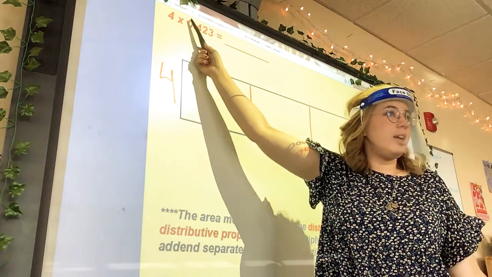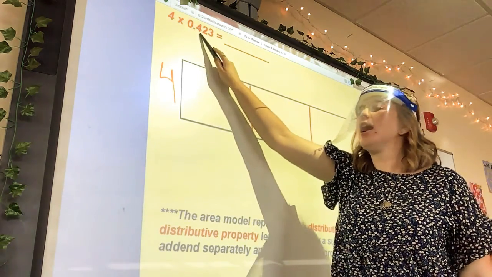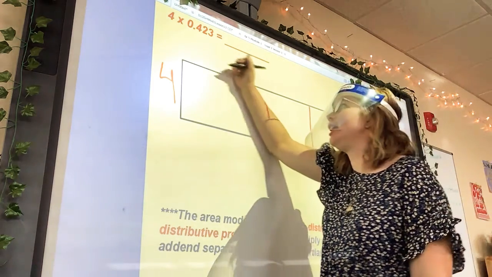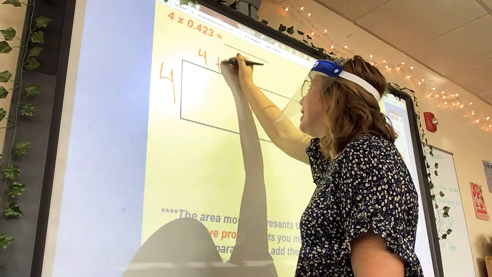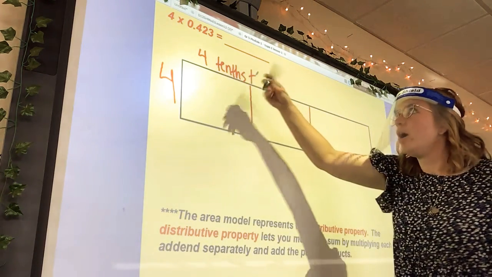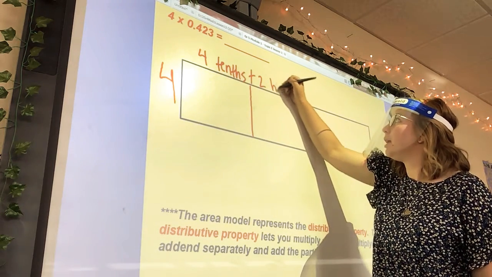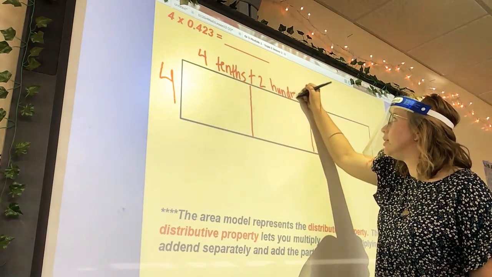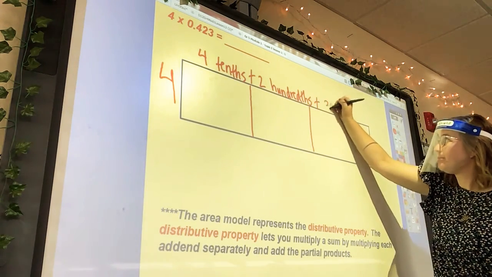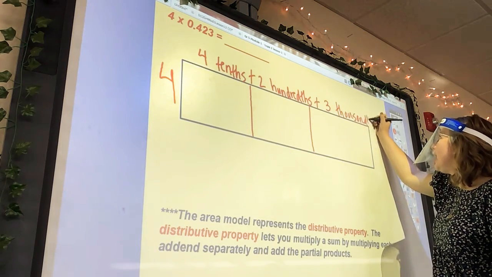So I don't have to write 0 ones. It's not necessary. 0 is just nothing, right? So we can skip over that. What place value is this 4 in? Tenths. Good. So I've got 4 tenths, plus, what place value is that 2 in? Hundredths. Plus 2 hundredths. Okay, and then I'm going to do plus what? 3 thousandths.